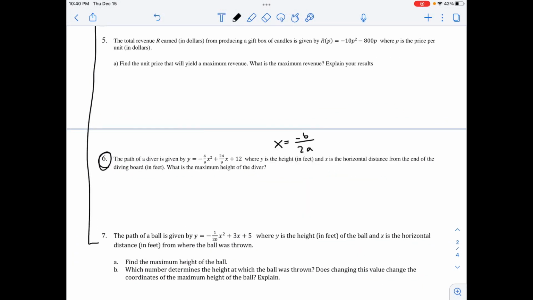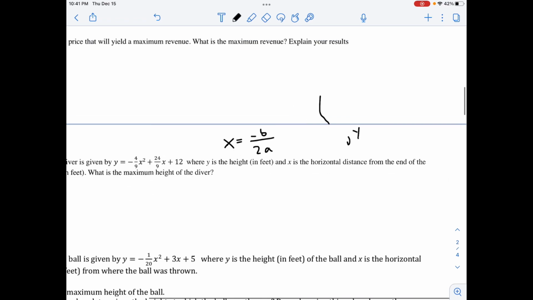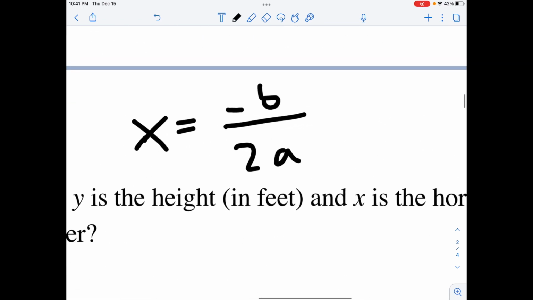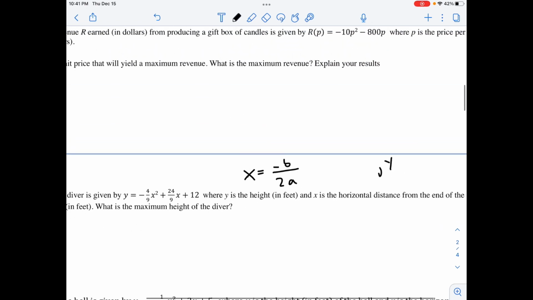Now we're going to solve number 6. For this one, we're trying to find the maximum height of the diver, so the y. Find this first. We can use this formula, negative b over 2a, to find our x, which we'll input to find the y, which will be our maximum height.